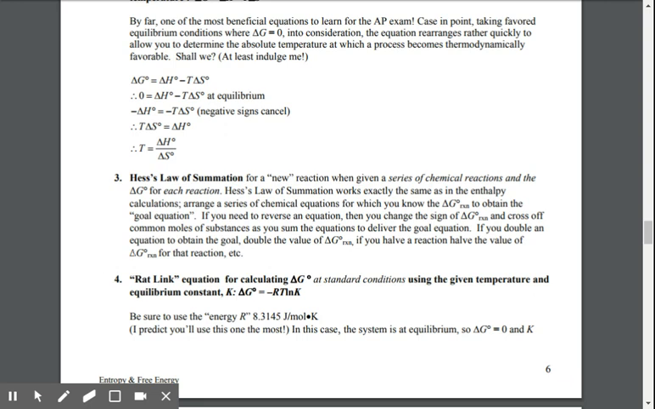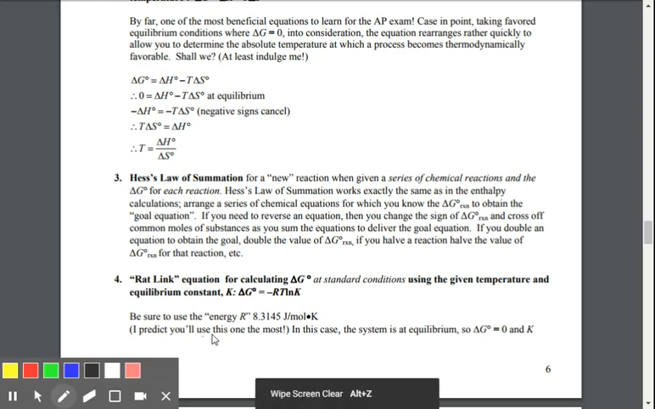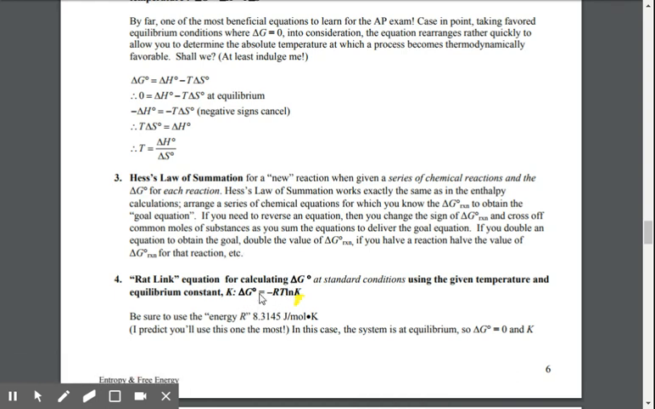Number 4 we've dealt with before in our electrolytic unit. We have delta G equals negative RT ln K. Basically, when you use this equation, most of the time you're trying to solve for K. So you're trying to solve for your equilibrium constant. Here's a couple of things you have to pay attention to in this particular equation.